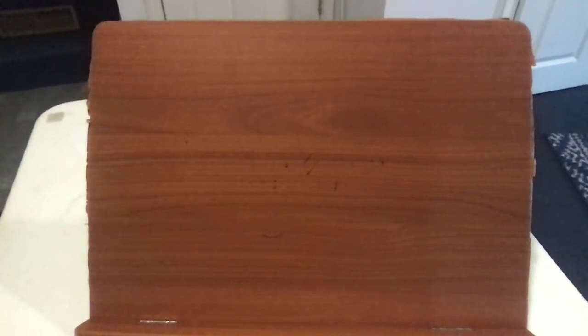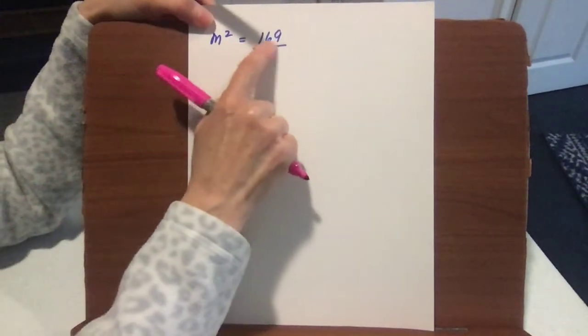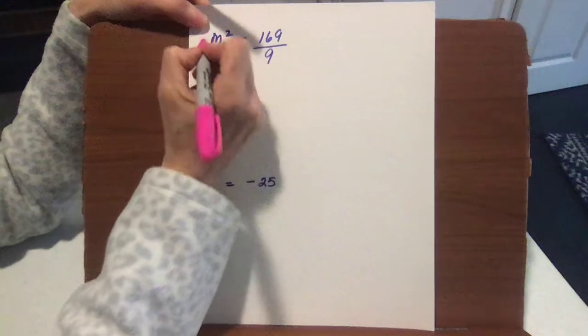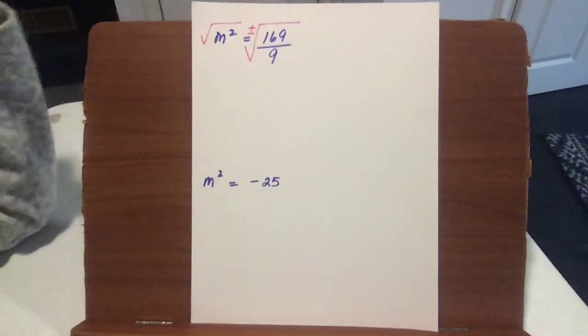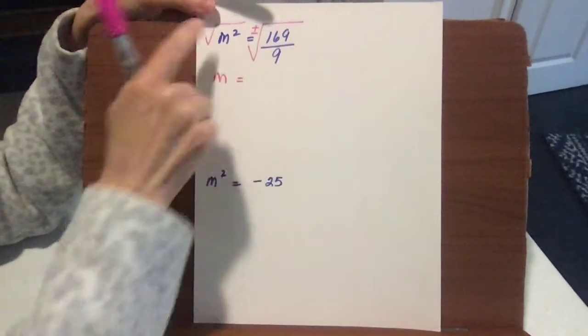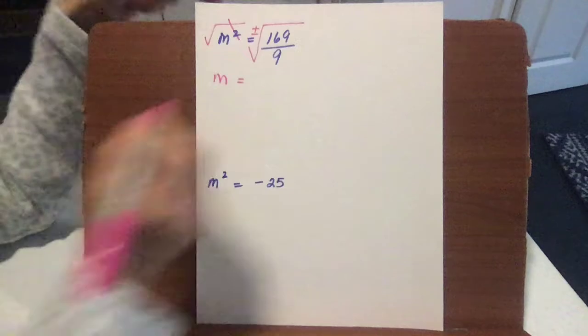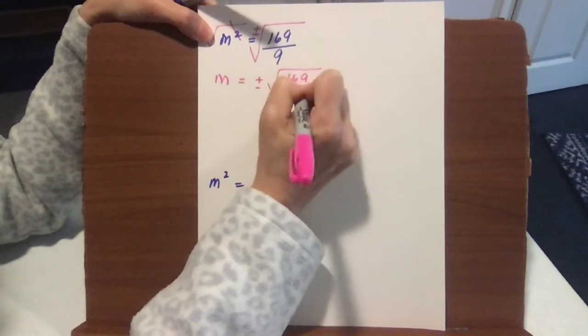All right, moving on. A little bit harder looking, but not really difficult. We have m squared equals 169 over 9. All right, so what we'll do is we'll take the square root of both sides, positive and negative on the number side. M will drop out of this because these will cancel. We have positive and negative, the square root of 169 over 9.